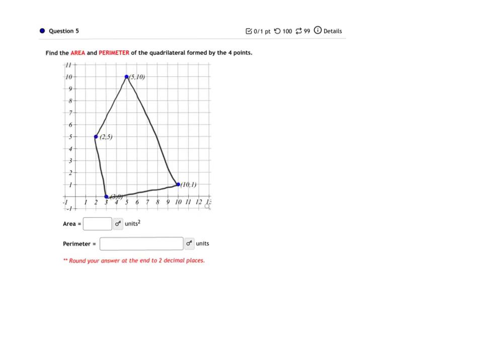Hello, Mr. Geiselhart here, and we're going to take a look at number 5 on the review for chapter 6-7. I need to find the area and perimeter of this quadrilateral. To find the area, the first thing I'm going to do is draw a rectangle that goes around the entire quadrilateral.